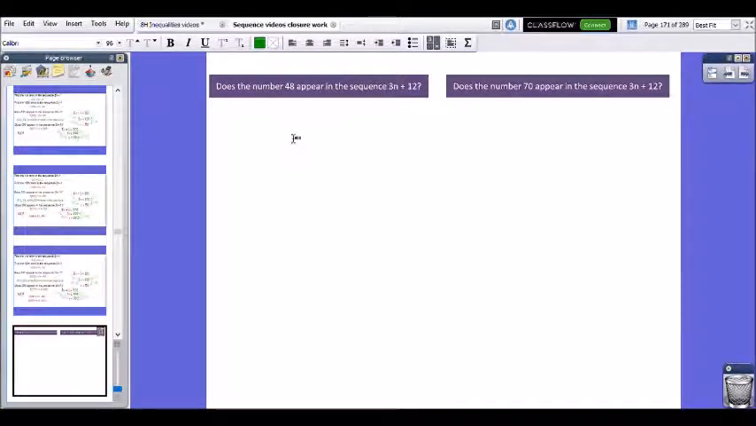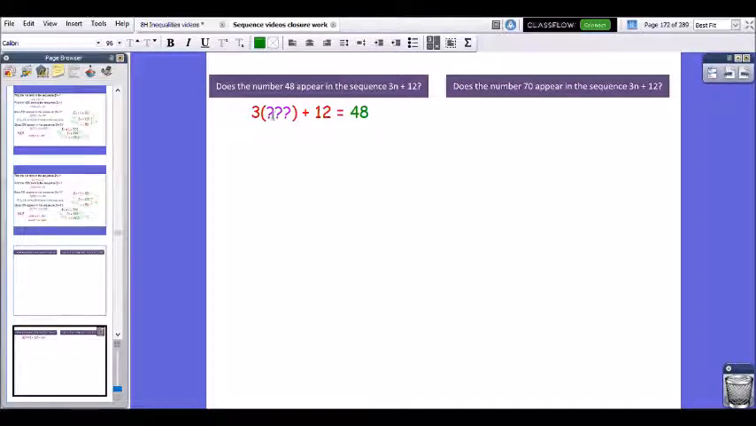Okay, so we're going to do 2 more together. It's up to you how you do this. If you're feeling confident, please pause the video now and try these 2 questions. If not, just leave the video running. The first question is, does the number 48 appear in the sequence 3n plus 12? So I want to know 3 lots of something plus 12 gives me 48. Is this something a whole number? Well, let's find out.